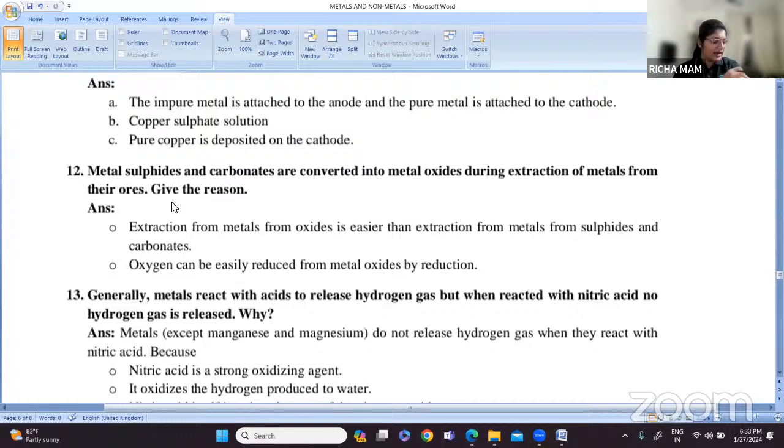Metal sulfides and carbonates are converted into metal oxides during extraction of metals from their ores. Give the reason. Yes, can you give the reason?